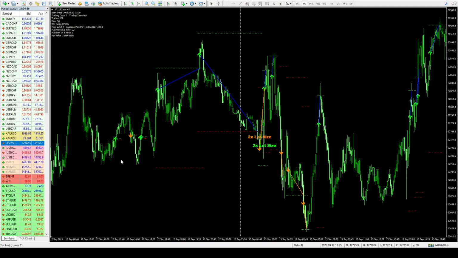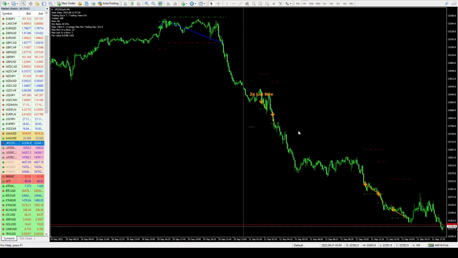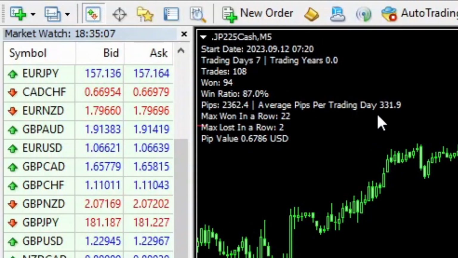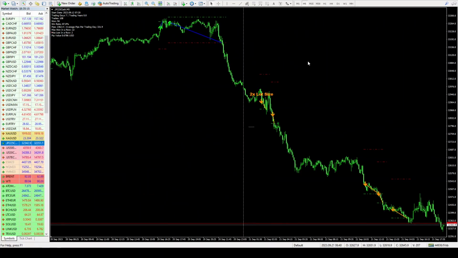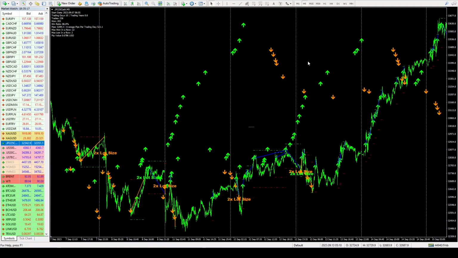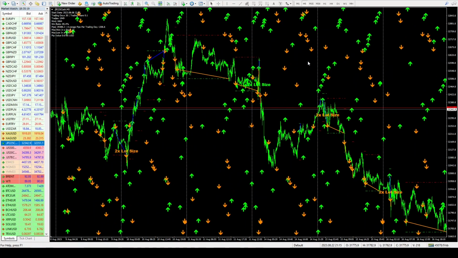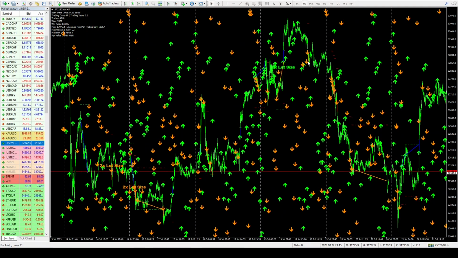Now let's check the Nikkei. The spread ratio is very good on M5. More than 330 pips per day is a lot. A pip value of 0.67 is very low, meaning that it can be traded with a very small capital like $100. But there is not enough historical data to get a reliable risk calculation, so let's get more data.